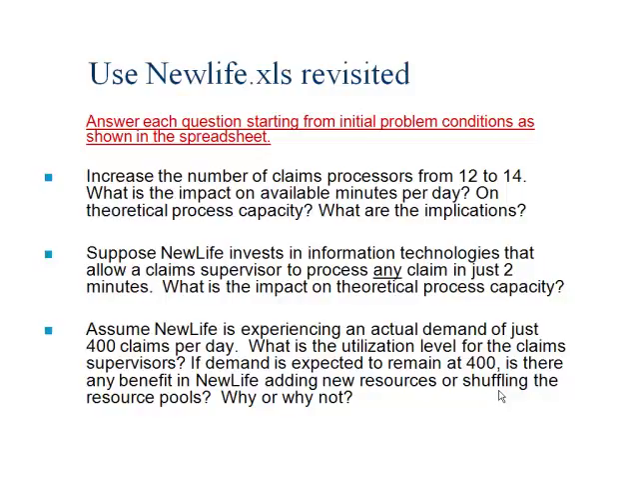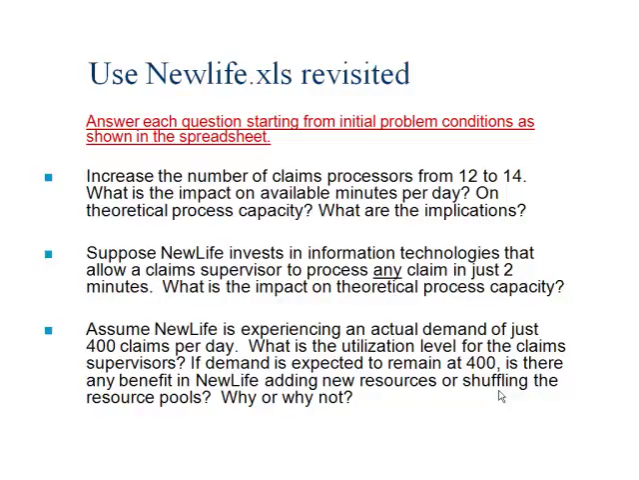Now remember, if the claims processors are not the constraint, what do you think is going to happen? Second, going back to the initial conditions, suppose New Life invests in information technologies that allow a claims supervisor to process any claim in just 2 minutes. What is the impact on theoretical process capacity? Now, since the claims supervisors are the constraint, this could definitely have an impact on process capacity. Third, assume New Life is experiencing an actual demand of just 400 claims per day. What is the utilization level for the claims supervisors?